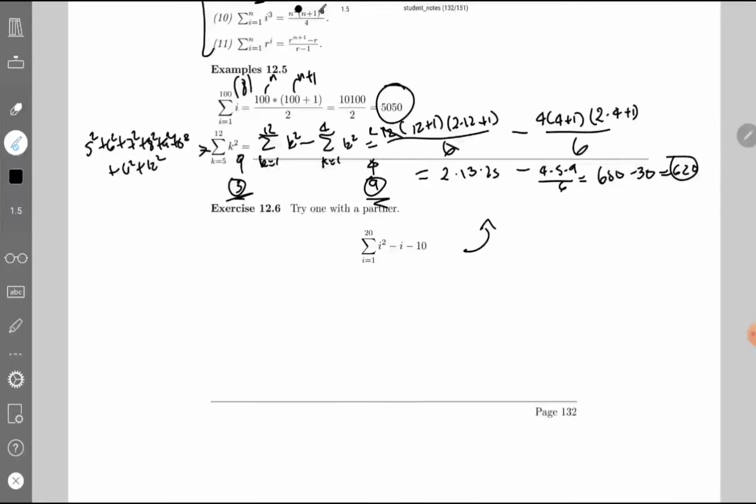So hopefully you paused and you tried it out. What you should end up getting is the following. You should get 2,460. If you didn't get that number, ask a friend, talk to me, etc. You should have that number.